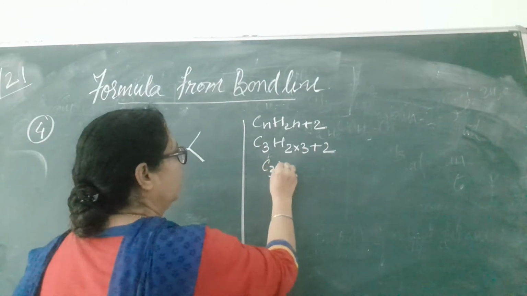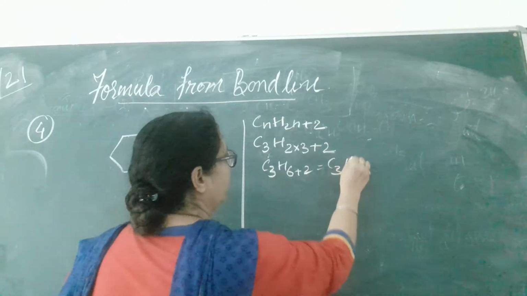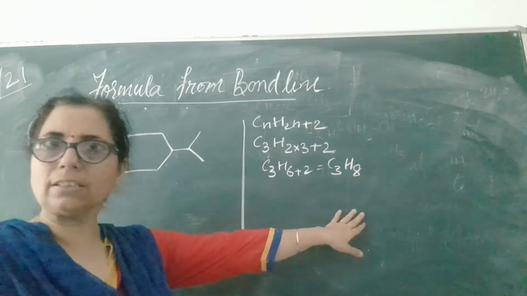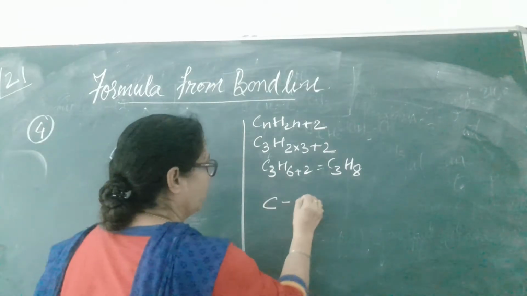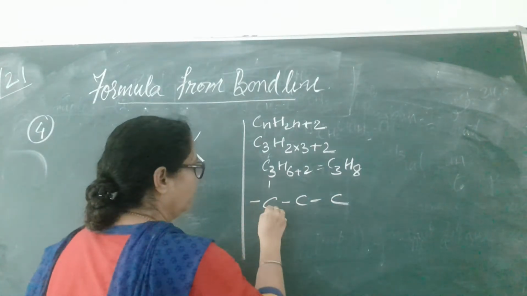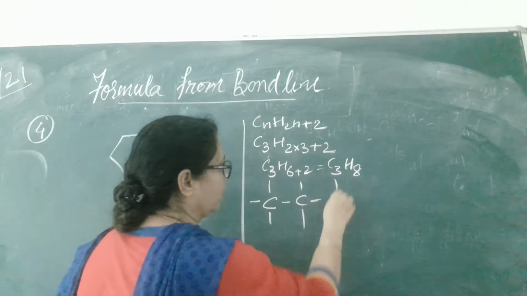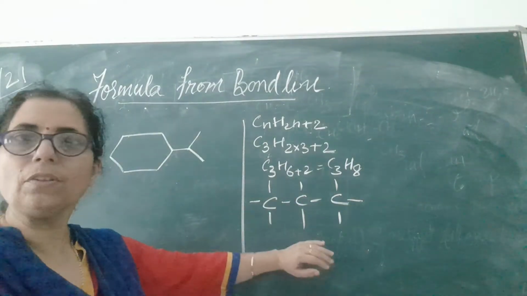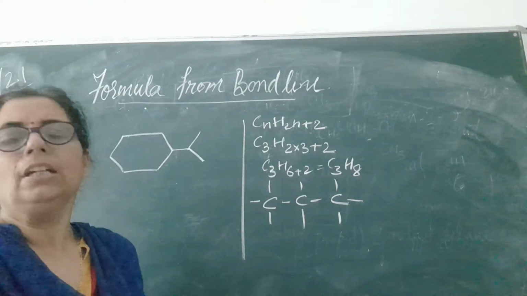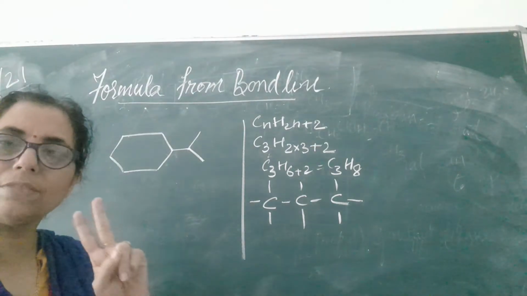So C3H(6+2) means C3H8. This is the structure of alkane. If I write down this alkane, 1, 2, 3 carbons are there, and 1, 2, 3, 4, 5, 6, 7, 8 hydrogens are there. But when I write down its cyclic structure, you will find that 2 hydrogens will be less.